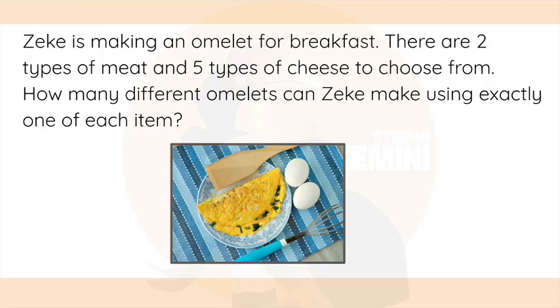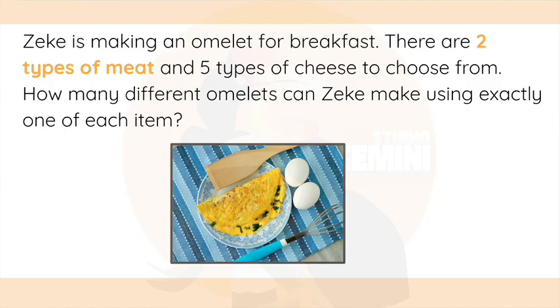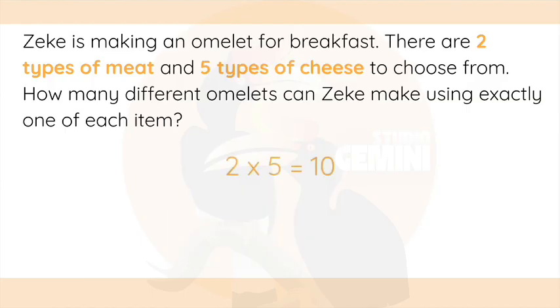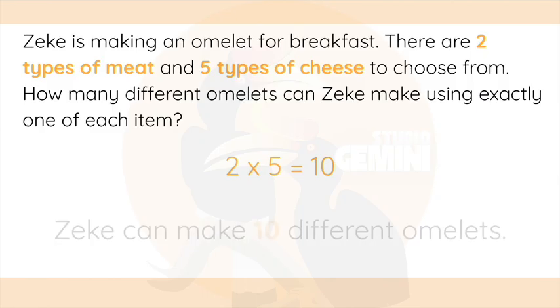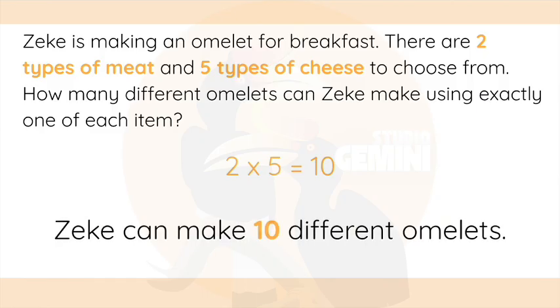Here we can find out how many different omelets by multiplying the number of choices. Each of the 2 types of meat can be paired with each of the 5 cheeses. 2 times 5 equals 10. So there are 10 different omelets that Zeke could make. It might be hard to choose with that many delicious fillings. We'll look at another example next.